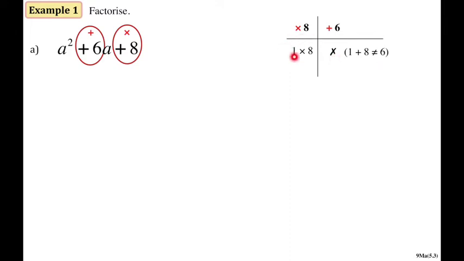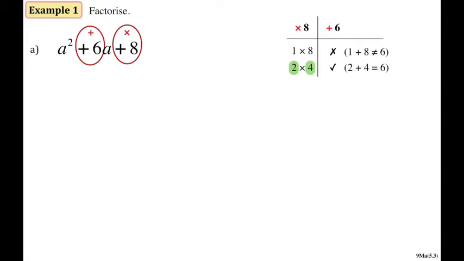Are there other numbers that multiply to give 8? Well, what about 2 times 4? Well, let's check what happens if I add 2 and 4. Hang on, 2 and 4 looks good because 2 times 4 gives 8. 2 and 4 multiply to give 8. And 2 plus 4 add to give 6. That's what I want.